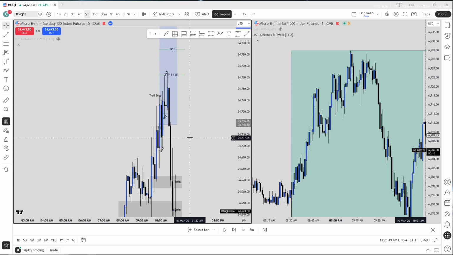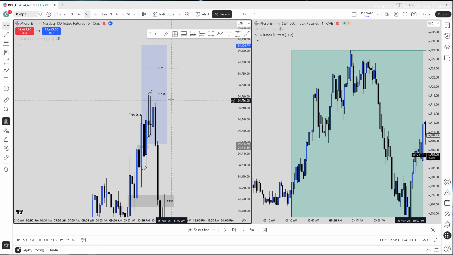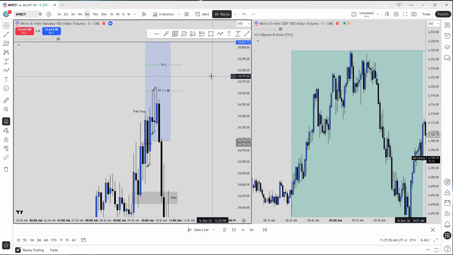It's already 11 a.m. for me, so I'm getting off for the day. I got my piece of the pie. I'm very happy with how I managed this, managed my risk, trailed my stop, right? Recognize the SMTs.